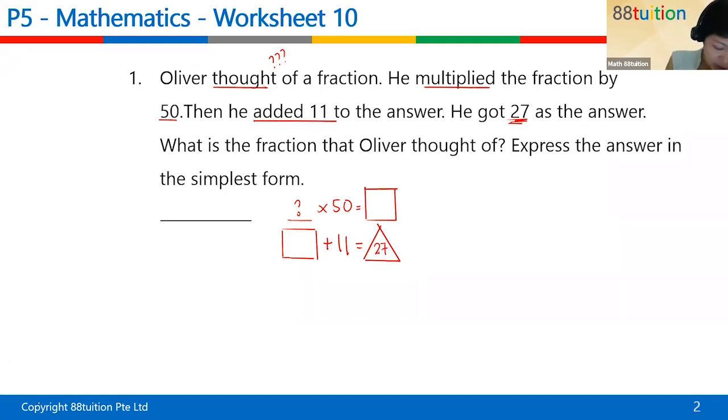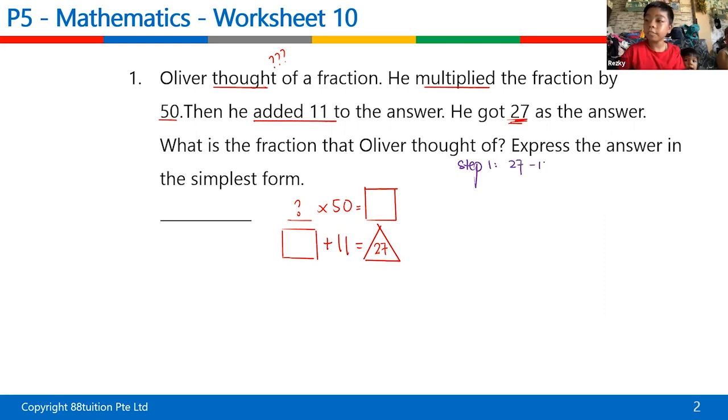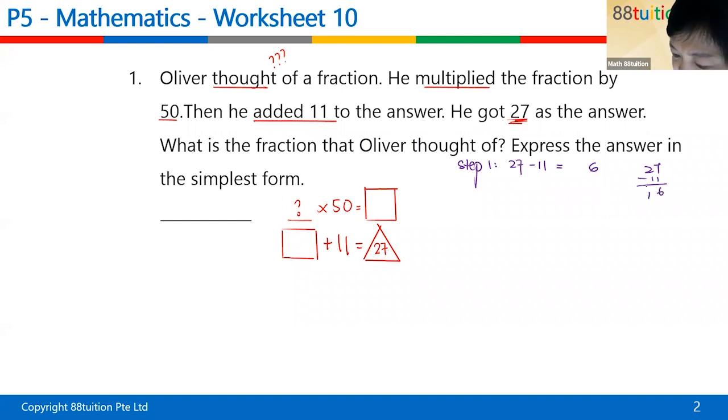Before you go on, let's take a look at this box here. How to find this box? Can I have Risky? Risky, how do you want to find the rectangle box, the unknown answer? Something plus 11 gives you 27. So what is my step 1? First, you must do 27 minus 11. Excellent, 27 minus 11 will give me 16.